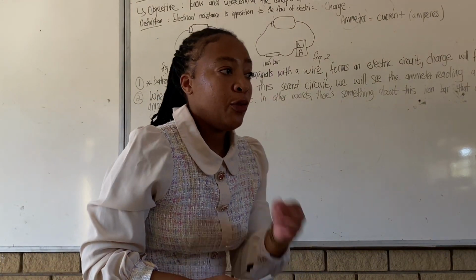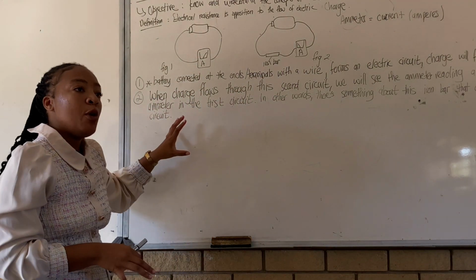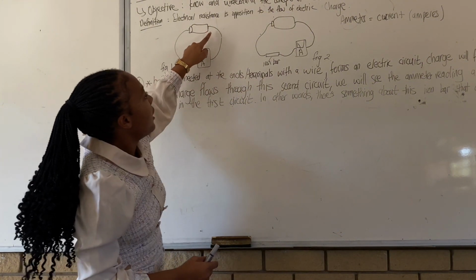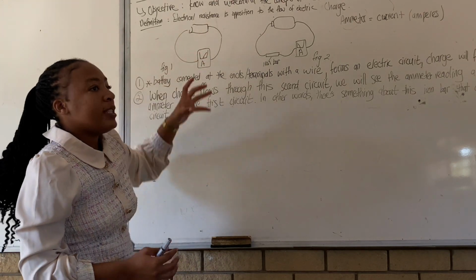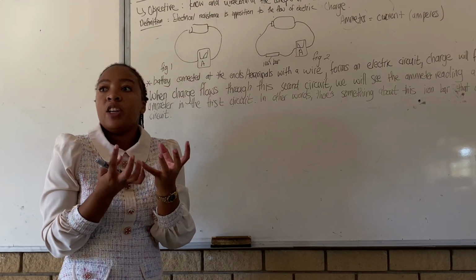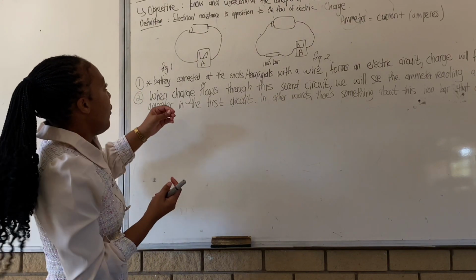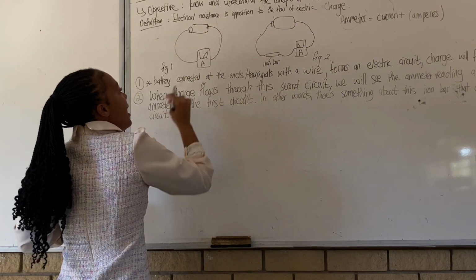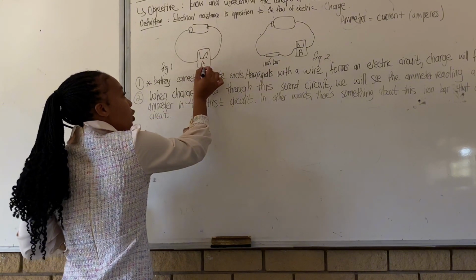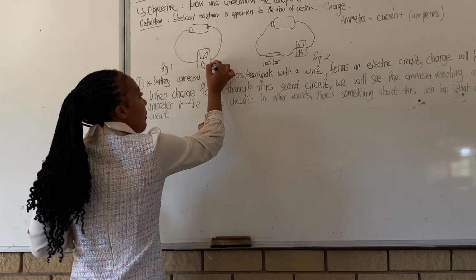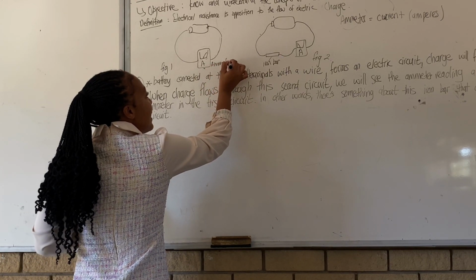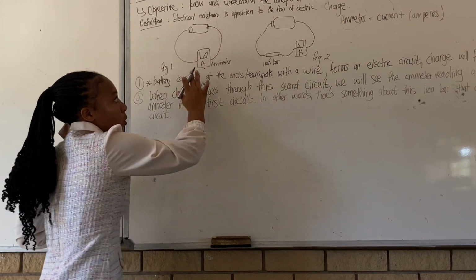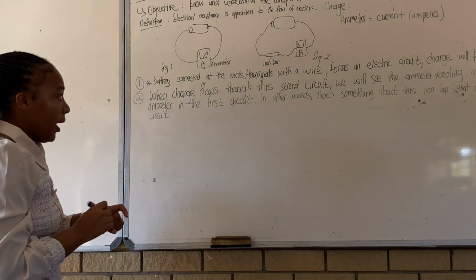For electricity to flow, it needs to go from a high point to a low point. In this case the battery contains electrical charge, so it will flow from this point to that point. This instrument is an ammeter. It is placed inside the circuit to measure the current. It's just measuring the flow of the electrical charge. We're together, right?